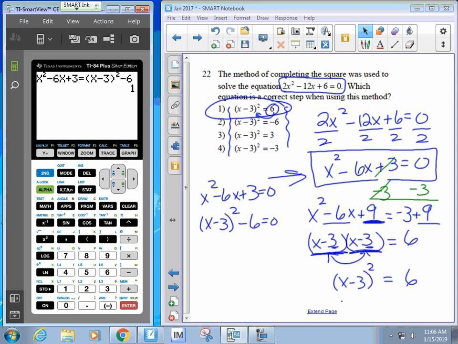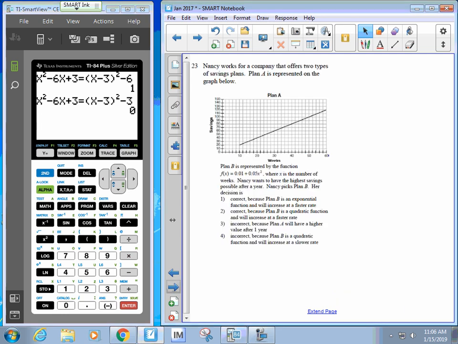Had I done something like maybe choice 3, which would have been a subtract 3 if I move the positive 3 over to the left side, you see that you get a 0. So the only one that's going to be equivalent is the one that gives you a 1. Whenever you get a 0 on the calculator, that's computer language for false.